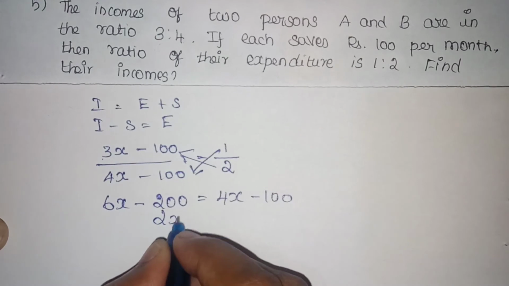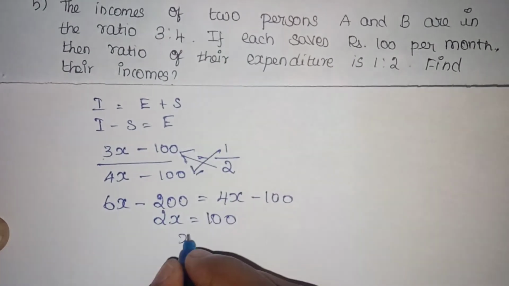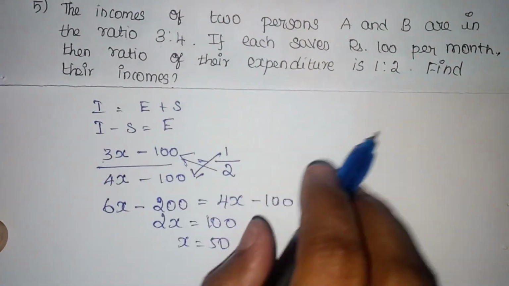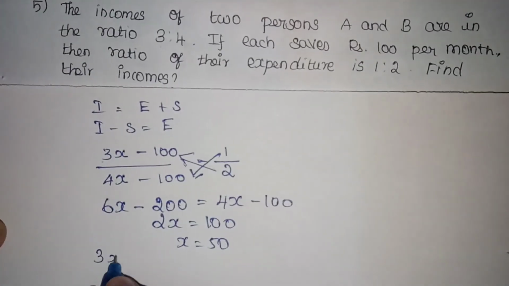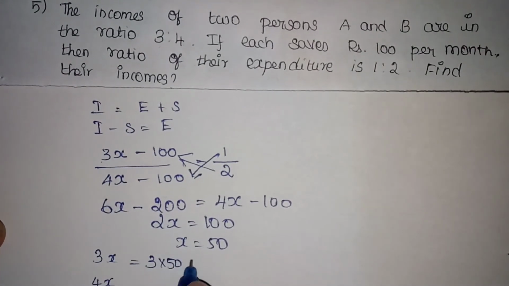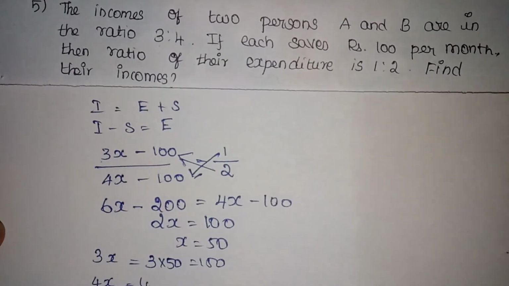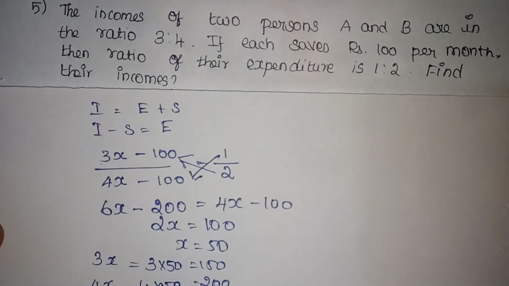So value of 2x will be equal to 100. So value of x will be 50. So here we have to find their incomes. So their incomes are 3x and 4x. So value of 3x will be 3 into 50, 150. So value of 4x will be 4 into 50, 200. So their incomes will be 150 and 200.